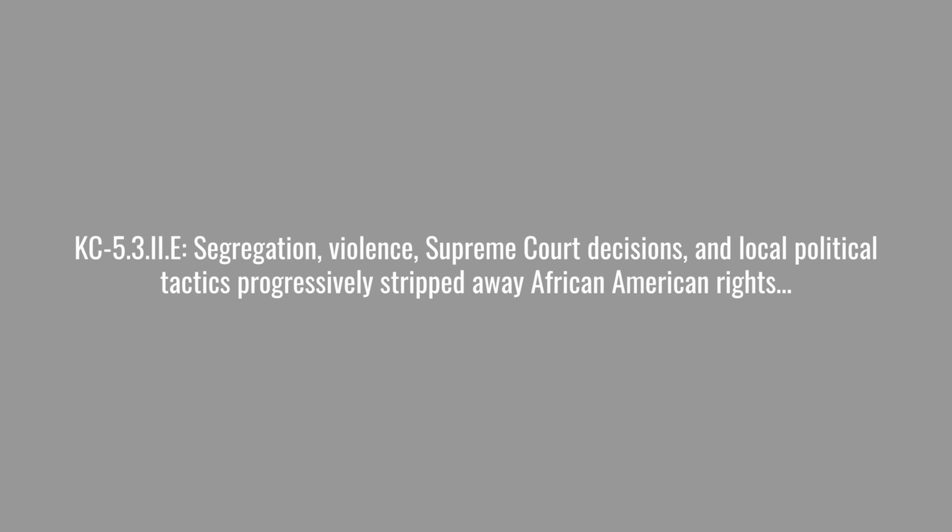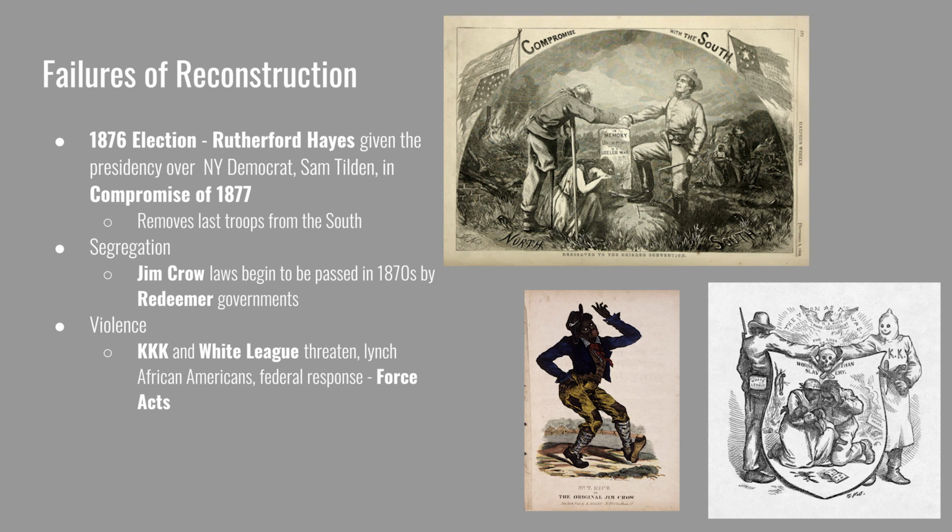The next key concept begins in the following way. Segregation, violence, Supreme Court decisions, and local political tactics progressively stripped away African American rights. One of the biggest failures of Reconstruction is that the gains on equality are slowly taken away. 1876 is usually the year that marks the end of Reconstruction as a result of the election of Rutherford B. Hayes. The election was close for several reasons.